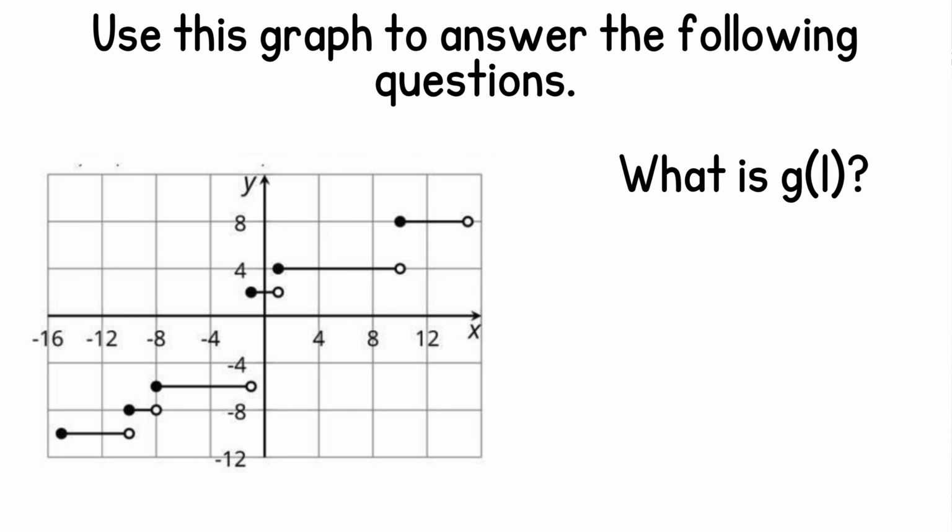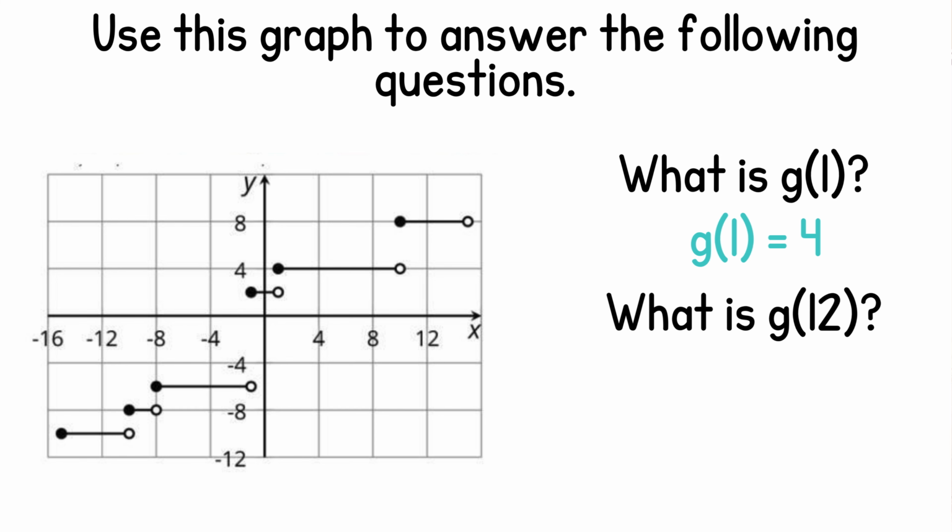Our first question asks, what is g of 1? We'll go to where x is equal to 1 and see where it hits our piecewise graph. It hits twice, one at an open circle and one at a closed circle. We only care about the values that are closed. Since the closed dot is at 4, g of 1 is equal to 4. The next question says, what is g of 12? So we'll go to where x is 12 and see where it hits our graph. We can see that it only hits once on the line where y is equal to 8. So that tells us g of 12 must be 8.